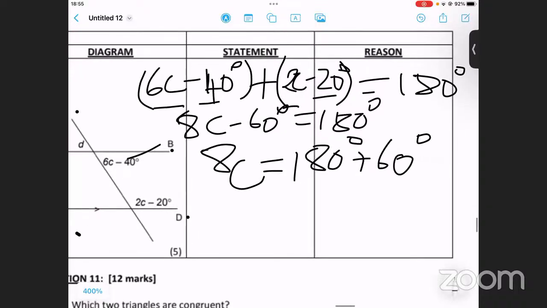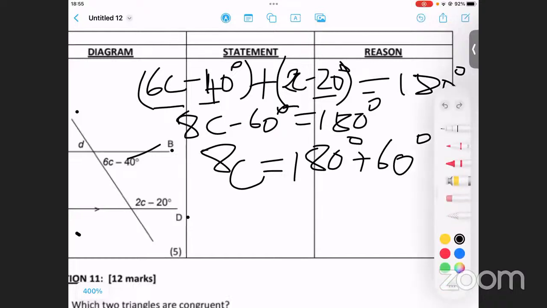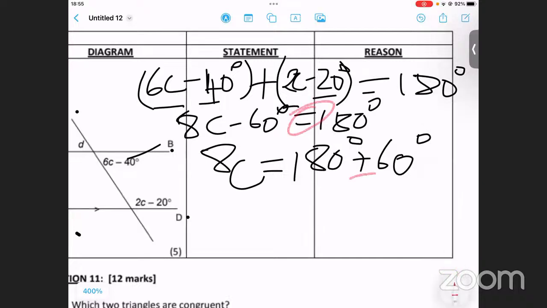Okay, cool. So we have 8C equals 180 plus 60 degrees. Guys, sorry, I didn't see here. It's not a plus, it's a minus. So when it jumps across the equal sign, it changes sign. If it's positive, it becomes negative; if it's negative, it becomes positive. In this case, the minus 60 is negative. Now when it crosses the equal sign, it changes to plus that.